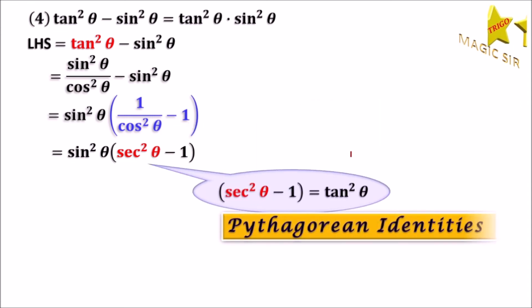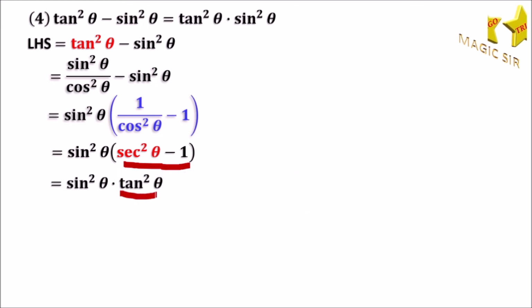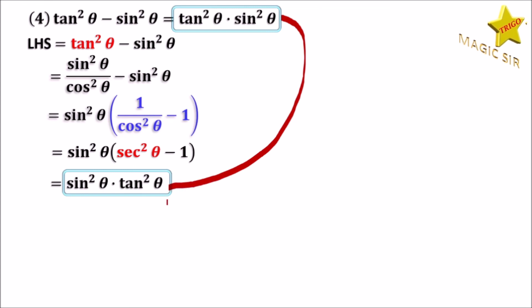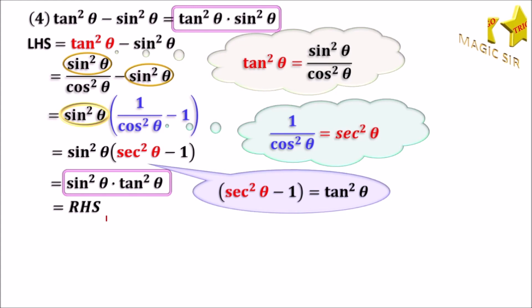Again, recall the Pythagorean identity. Sec square theta minus 1 is equal to tan square theta. So we can write tan square theta in the place of sec square theta minus 1. Hence, LHS equal to sin square theta into tan square theta. Comparing this result with the right hand side of the given equation, we can say that left hand side is equal to right hand side.